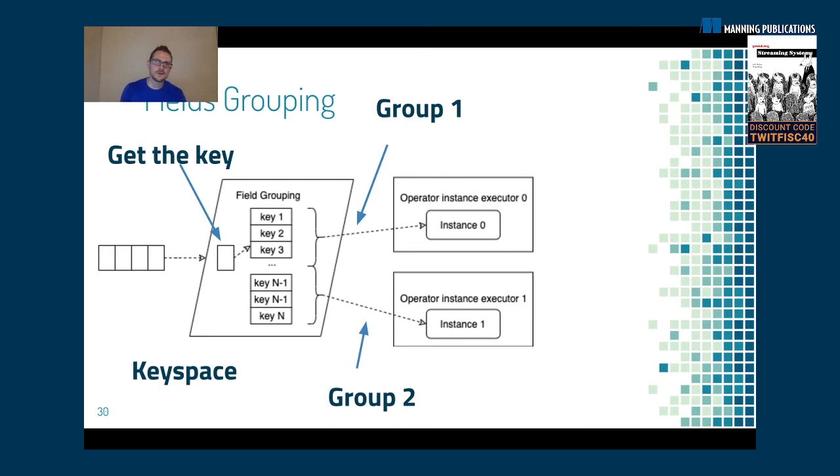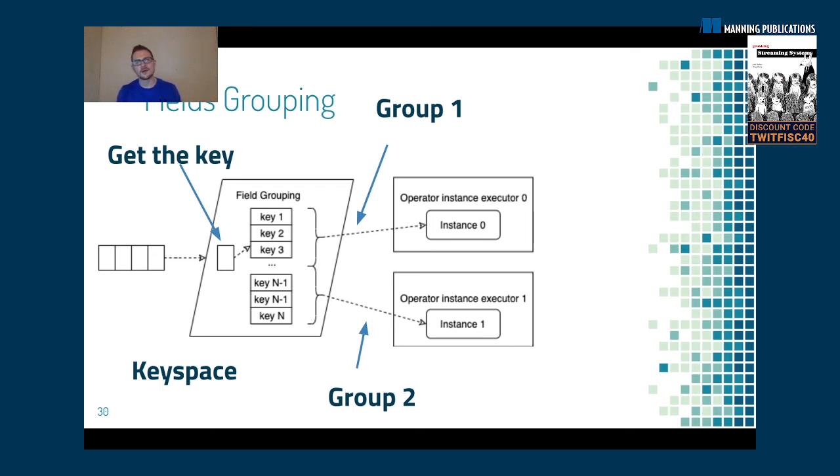So fields grouping is called fields because you hash a field in a data element that's going through a job. An element, I may use the word tuple from time to time. An event that goes through a streaming job, or an element, or a tuple that goes through a streaming job are all the same thing. So if I missed that earlier on, I apologize.